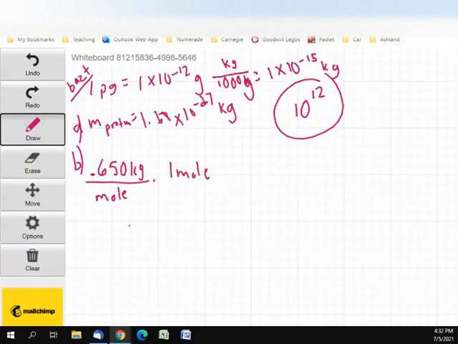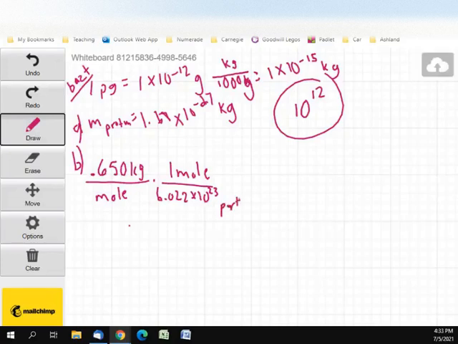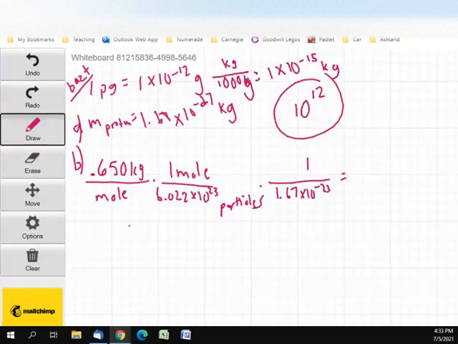And 1 mole is 6.022 times 10 to the 23rd particles. Okay, so that would give us how many kilograms? And then we just have to divide by the mass of a proton. So 10 to the negative 27.